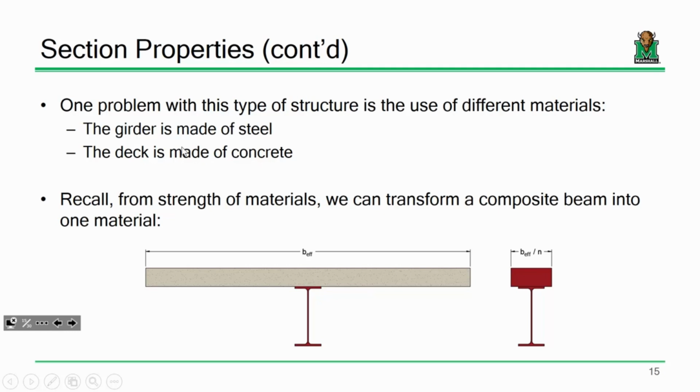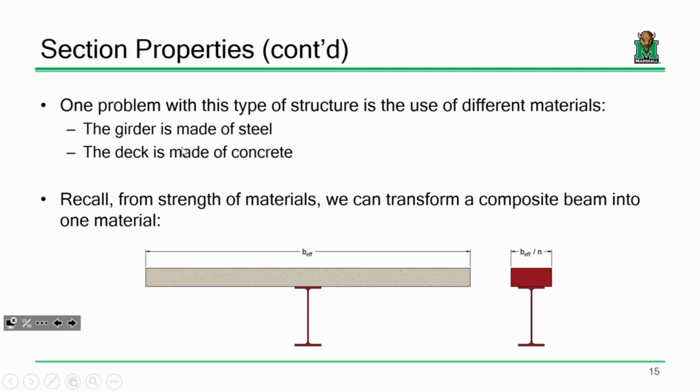Well, sigma equals My over I, if you recall, assumes that you've got a beam made of a single material, that the beam is made only of steel, or only of aluminum, or only of copper, or whatever. Well, we have a problem here because we have a beam made out of steel and concrete. How do we handle that? Well, we take one of those materials, in this case the concrete, and we transform it into an effective lump of steel. Okay? If you've taken reinforced concrete design, you do something similar when you calculate deflections, but it's actually the opposite.